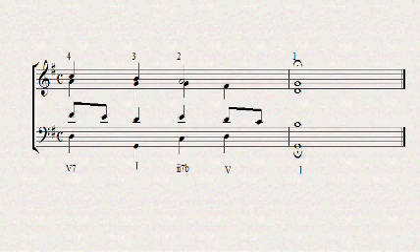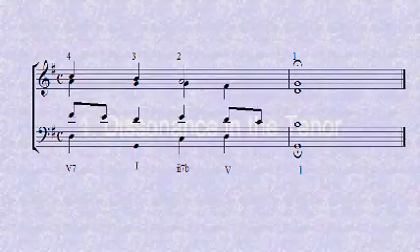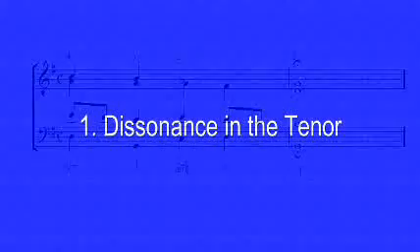These variants can be placed into three categories. Number 1, dissonance in the tenor. Number 2, a chromatically altered ii7-V. And number 3, the melodic decoration of ii7-V. All of them are used when the melody drops from 2 to 1, or from supertonic to tonic, leading to the pause note.